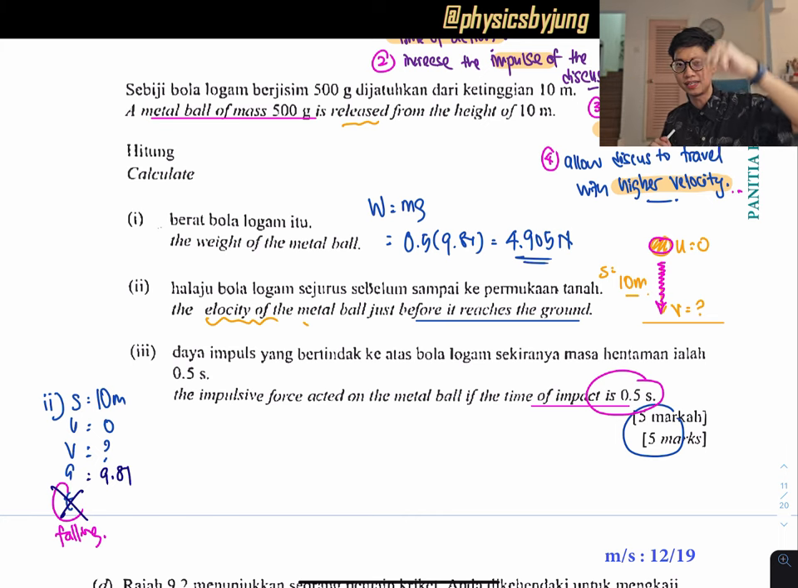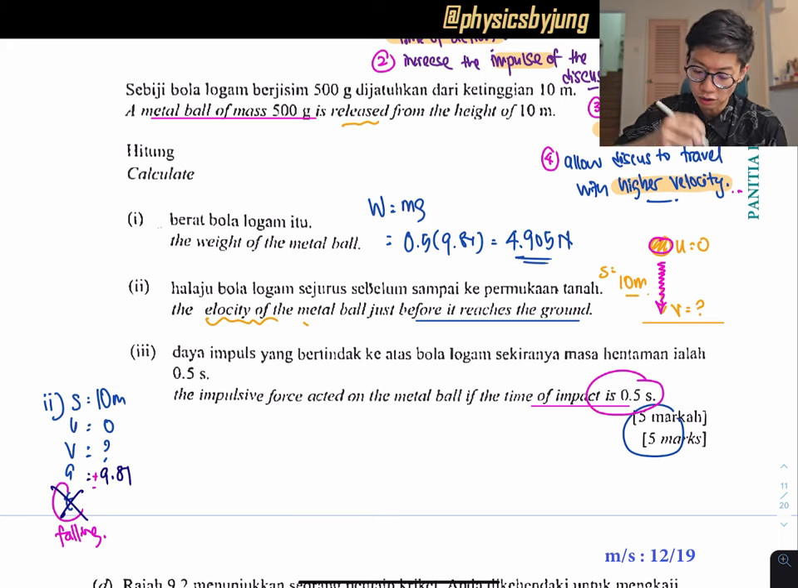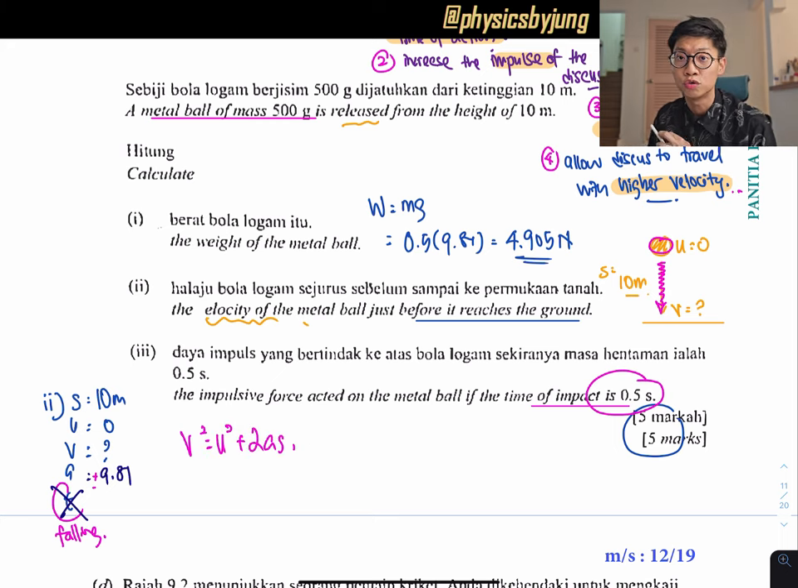If something drops down, the object will move faster, correct? So if the object moves faster, it means the object is accelerating, right? Means that it's going faster. So if it's accelerating, I will retain the positive value, drop down, positive displacement. So the formula that I will use is v squared equals u squared plus 2as.